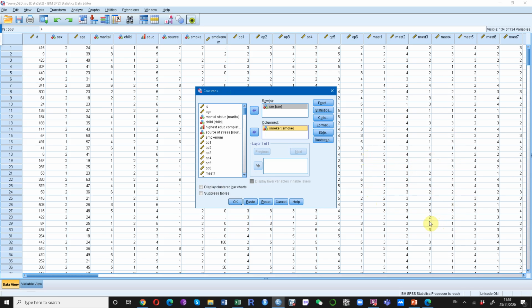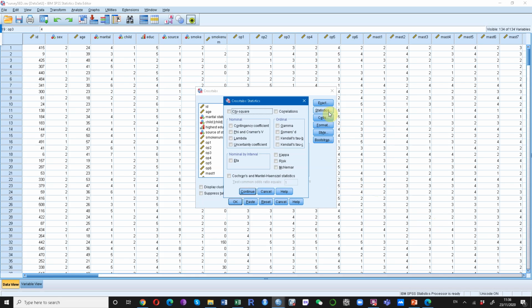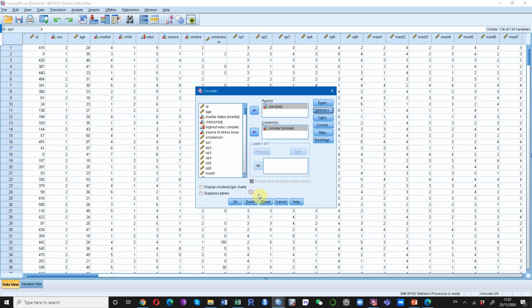It does not give us the p-value, which is the statistical significance we're looking for. So in order to get that p-value, we need to tell SPSS that we need to run chi-square. Where to tell SPSS? Go to the Statistics tab, click on it, and check the box of chi-square. It's not checked by default, so you need to check this box.